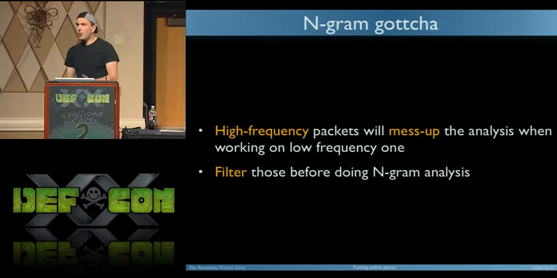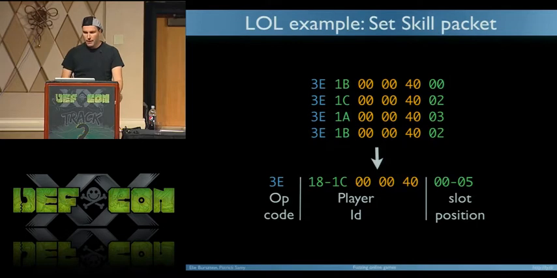So let me give you a concrete example. So far we've been doing a lot of hand waving. Here's a League of Legends set skill packet. Every time you gain a level, you have the ability to select a skill and say, I want to increase this skill, or this skill. We pulled out the trace for you. In blue, there is the opcode 3E, and then you have 1B, 1C, 1A, 1B, which is the second column, which is basically the player ID.